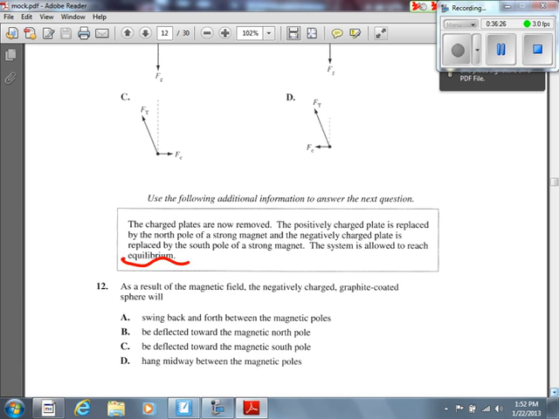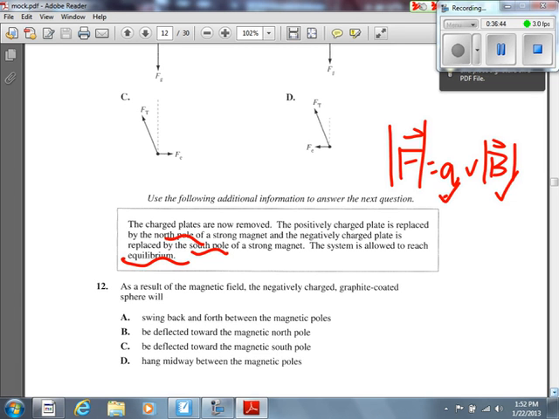Well, in order to have a magnetic force on a charged particle, we need a charge. We've got that here, right? The graphite sphere is charged. We need a magnetic field. We've got that. We've got a strong north pole and a strong south pole. What do we not have if we're in equilibrium? Velocity or speed. If there's no speed, then what's the magnetic force acting on this sphere? Zero. Then what's going to happen if there's no magnetic force? It's going to hang straight down, right? So the answer is going to be hang midway between the magnetic poles, D.